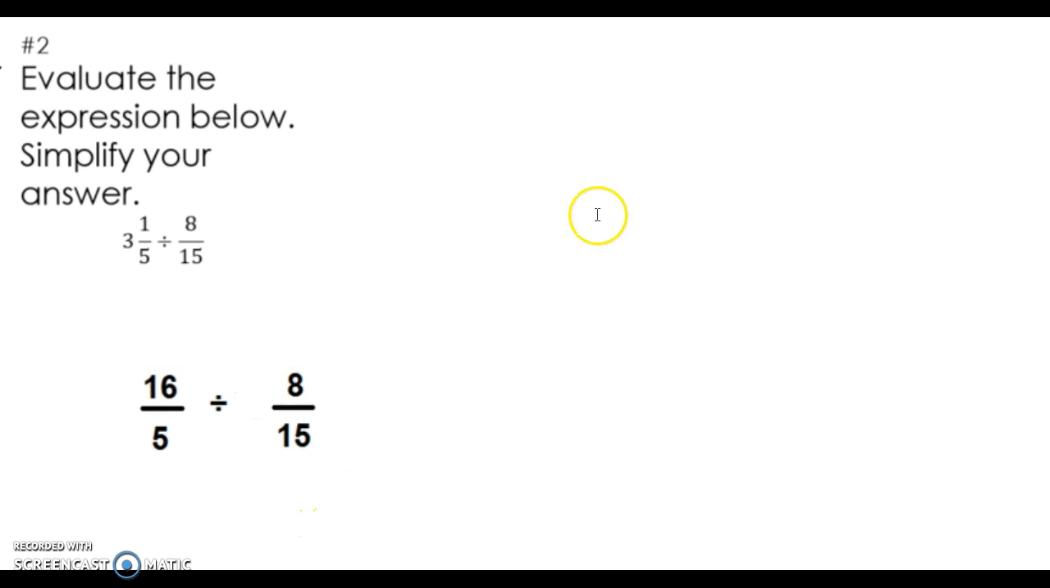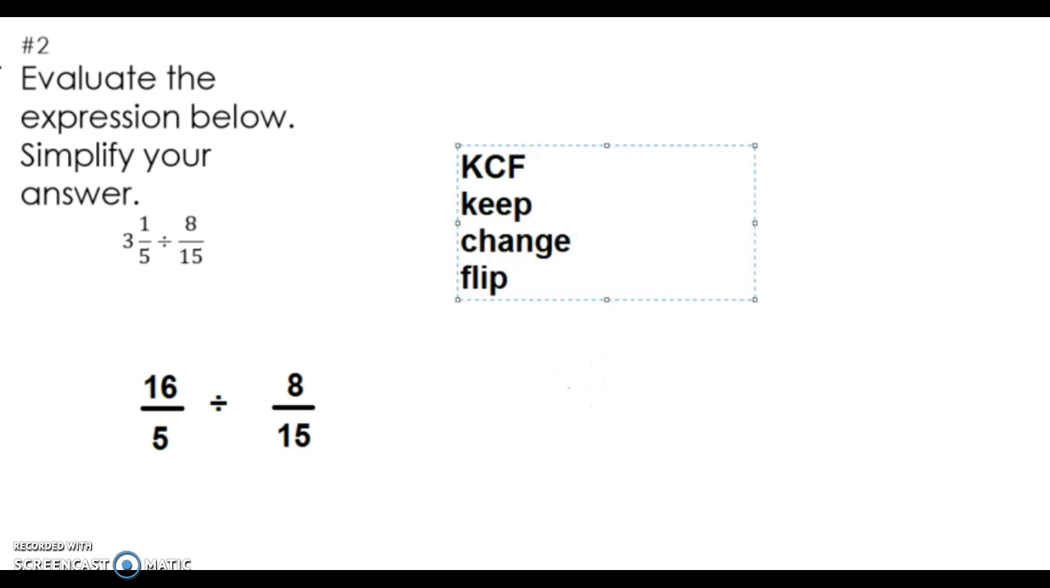Now if you guys remember how to divide fractions, you have to think KCF. Keep, change, flip. So we're going to keep our first number. We're going to change our division to multiplication. And we're going to flip these numbers right here. So this is my slow way of doing it. Right? I'm flipping these guys. And now you can either multiply across or cross cancel.